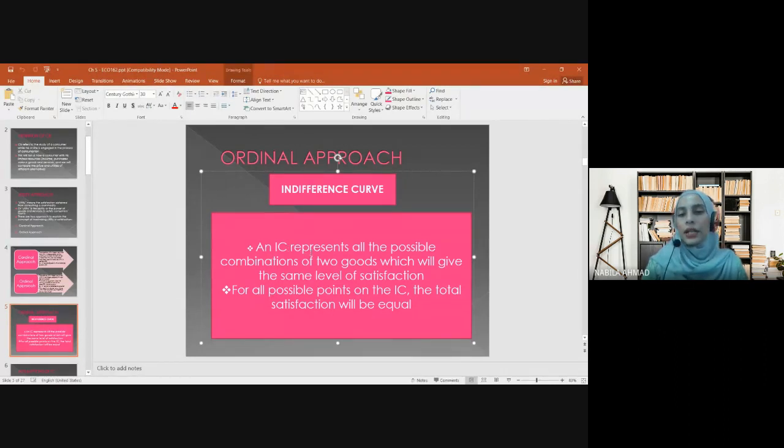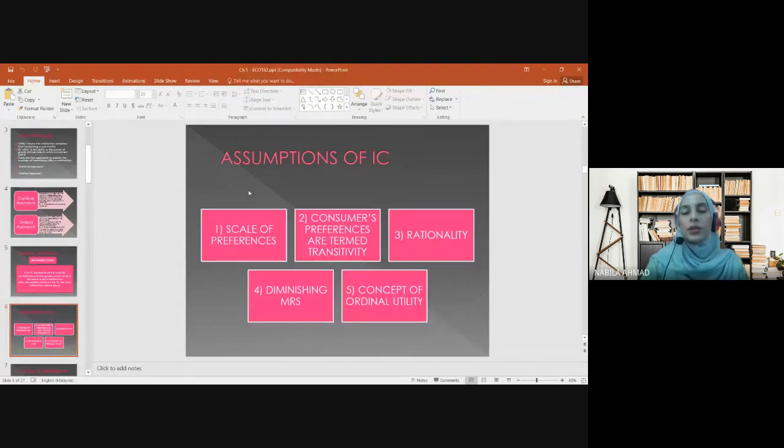So an indifference curve represents all the possible combinations of two goods which will give the same level of satisfaction. For all possible points on the indifference curve, the total satisfaction will be equal. Maknanya indifference curve ni, dia menunjukkan bahawa dua jenis barang yang dibeli oleh pengguna, oleh consumer, yang memberikan kepuasan yang sama. So under indifference curve ada assumptions lah.